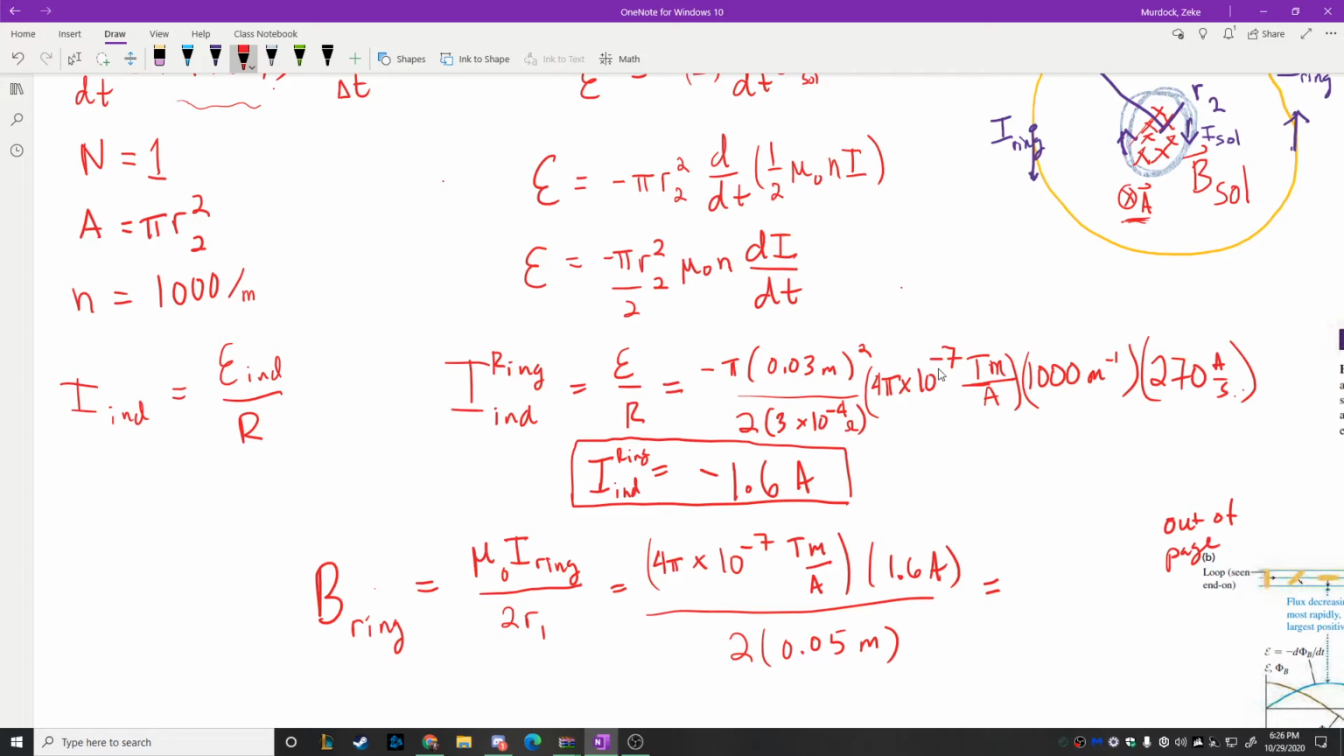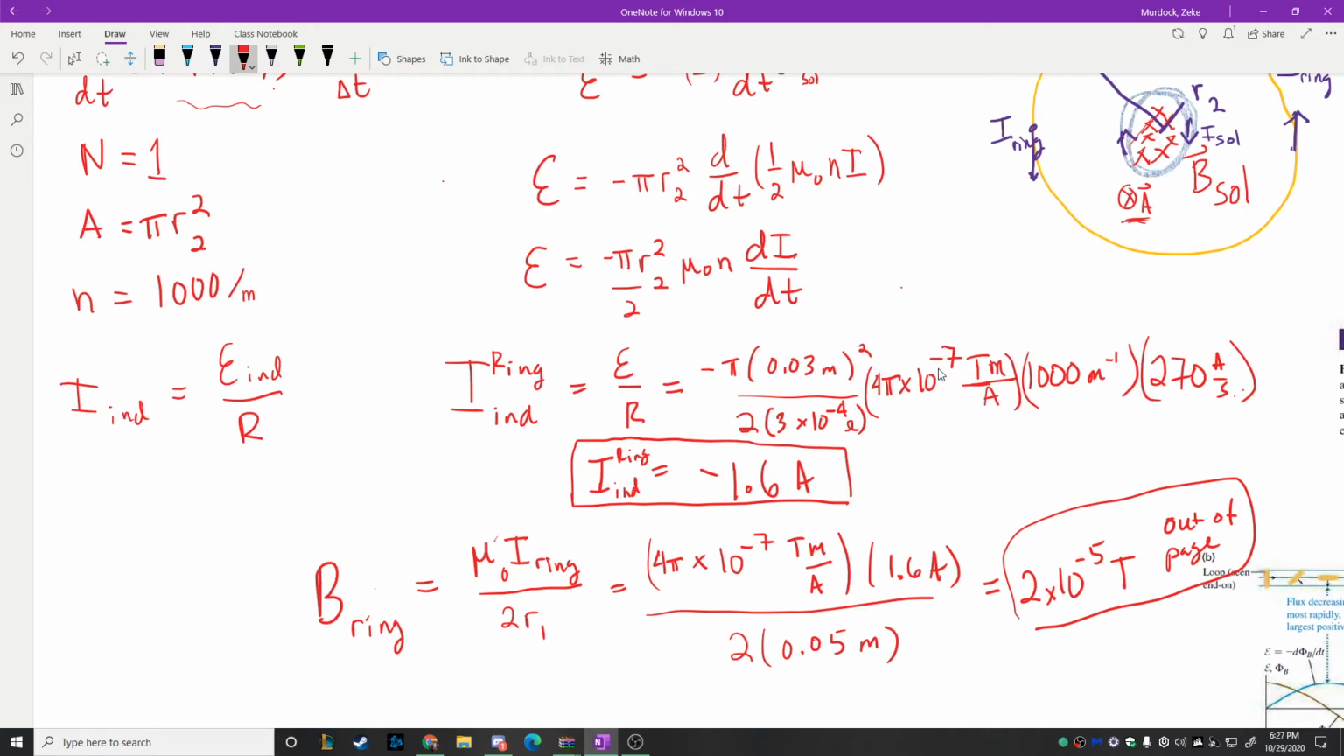What's this one equal to? Like 48 pi, whatever that is. 2 times 10 to the negative 5? Okay. And that's going to be in Teslas. And again, the out of the page is given by the right-hand rule. Current's flowing this way, so the magnetic field has to be out of the page.